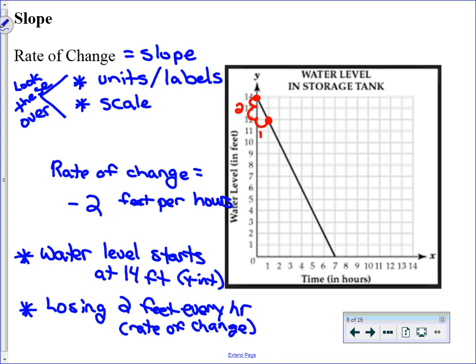So not only do we have to calculate the rate of change, but we also had to describe what some of the information meant on our graph. So a couple reminders on slope. Feel free to stop the video at this point. You now have enough information to complete day 1 and day 2 of the review.